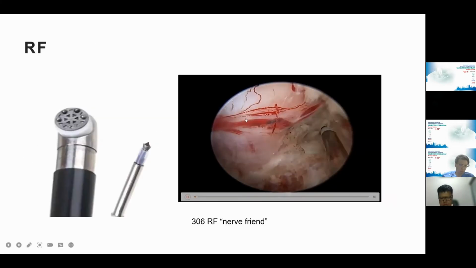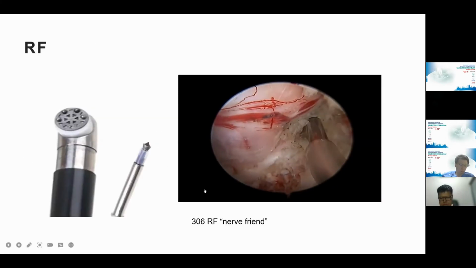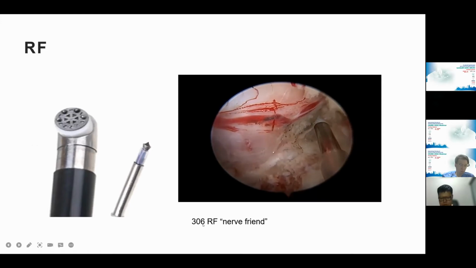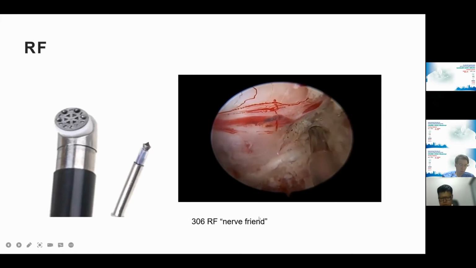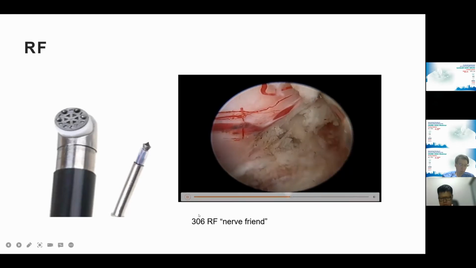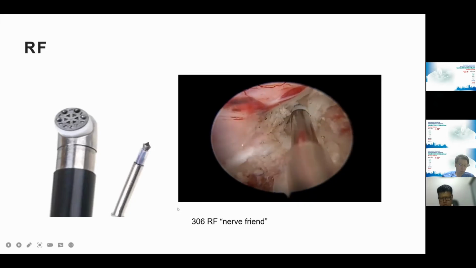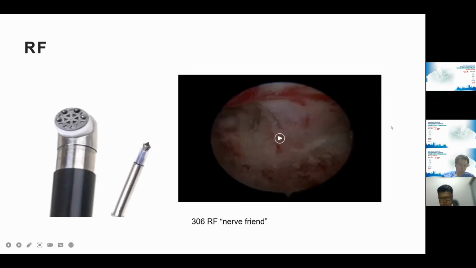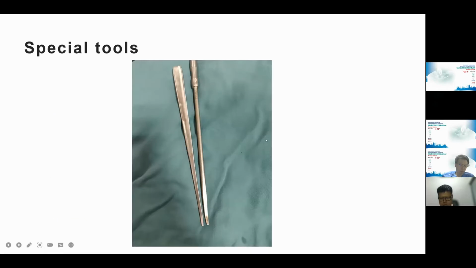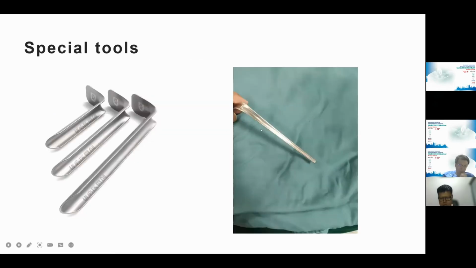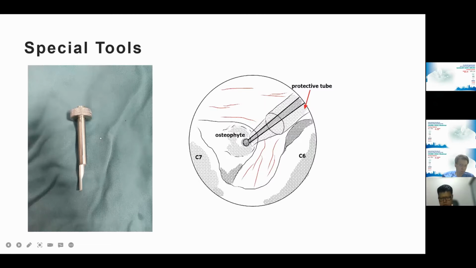And the radiofrequency is produced by the Bonss company. We call the small one the Nerve Friend. I often use this small size radiofrequency when I perform thoracic or cervical cases. It's very good. And the small size dissector, the UBE retractor, and the UBE semi-tube to keep the outflow fluid. And the high-speed drill, with a protective sheath for removing the osteophyte.